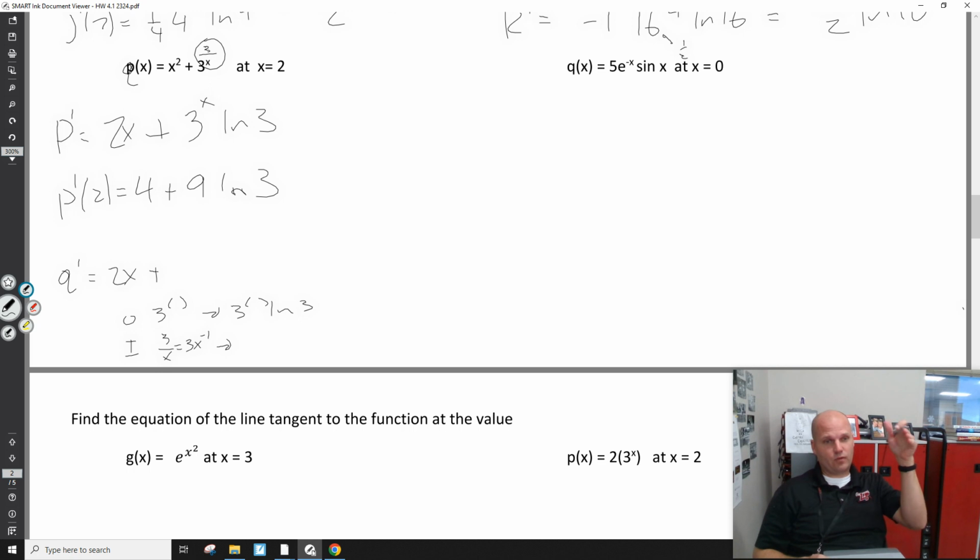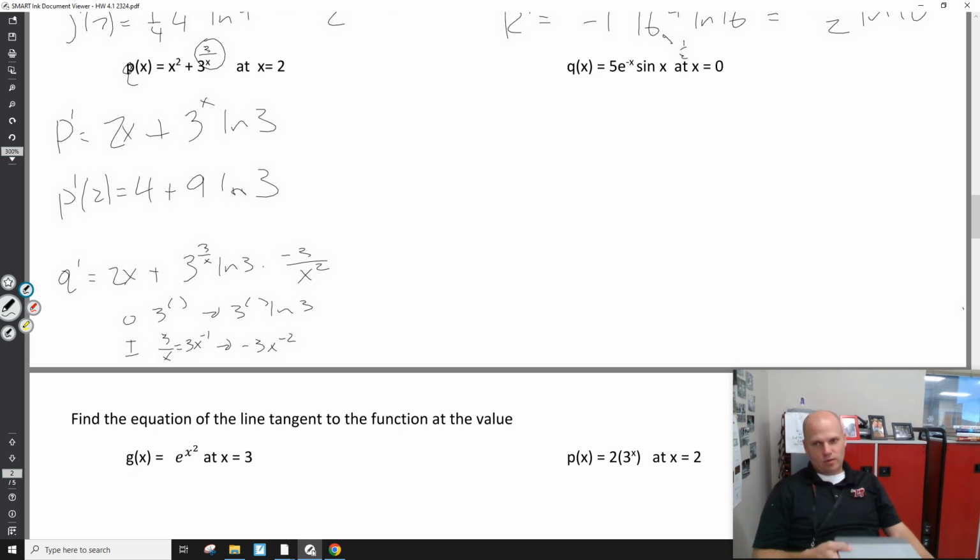Taking the derivative of 3 over x is 3x to the negative first. We get negative 3x to the negative second using the power rule. You would get that if you use the quotient rule. That means we got 3 to the 3 over x, log 3, times negative 3 over x squared.